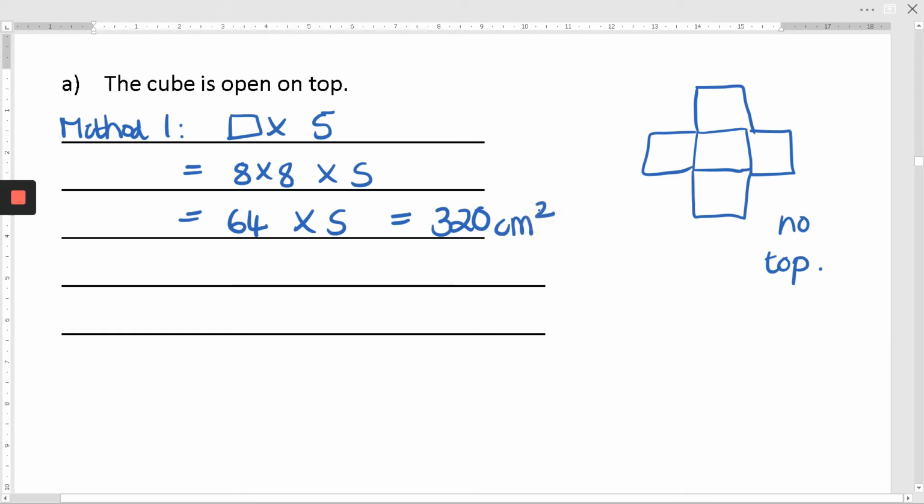Could you have just taken your previous answer and subtract 64 for one square? Absolutely, but not every question will do both. So therefore, I want to just show you how to do it from scratch.